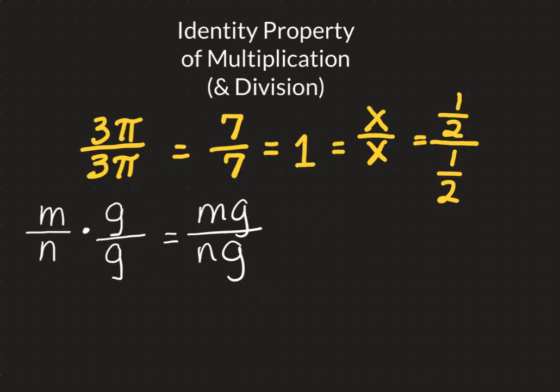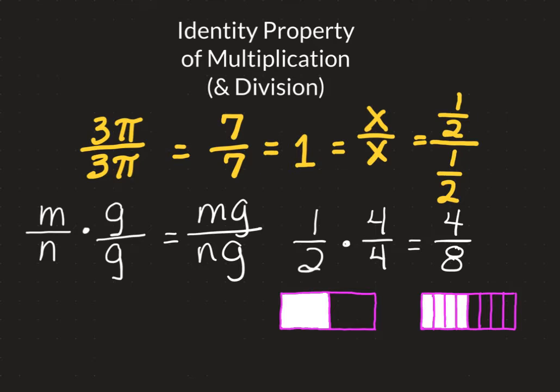Here's an example. 1/2 times 4 over 4 will give you 4 over 8. 1/2 and 4/8 are equivalent. They are the same value expressed in two different ways, and we were able to do that because we were multiplying by 4 over 4, a number over itself, which is equal to 1. And multiplication by 1 does not change the value. Okay, I know I'm harping on this a lot, but this is an extremely useful concept that we will come back to again and again.